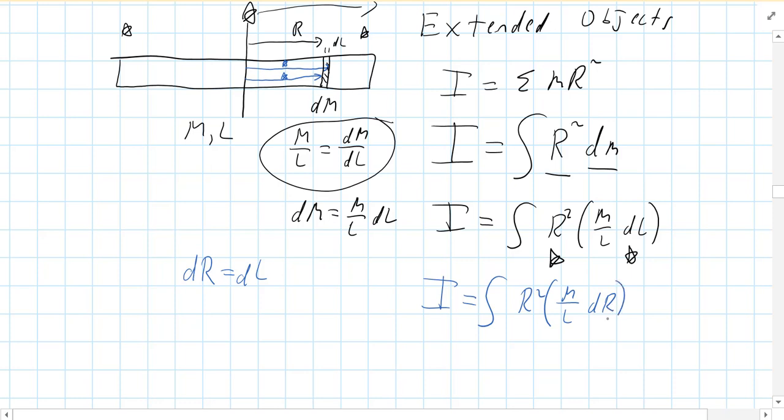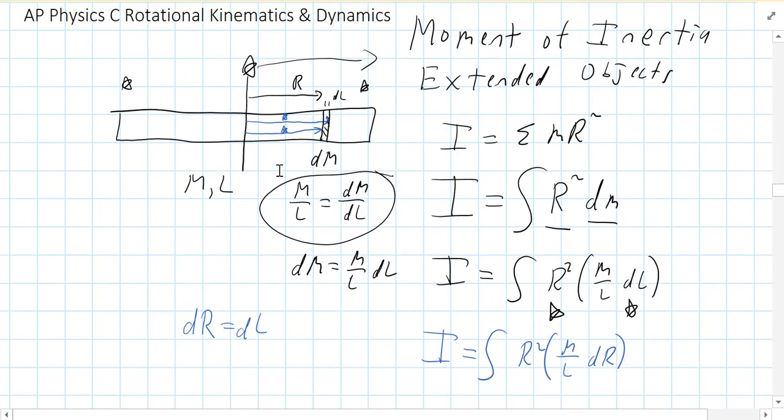Now, the one last and exceptionally important thing you need to do is figure out what my limits of integration are. What does the radius vary from? Well, the axis we define as 0. My starting radius, where the meter stick starts back here, would be negative L over 2, and the meter stick ends over here, which would be positive L over 2.